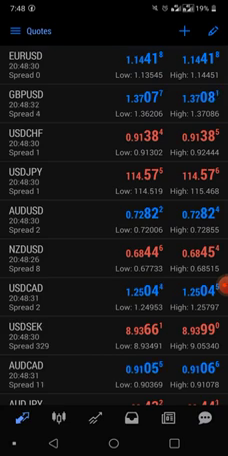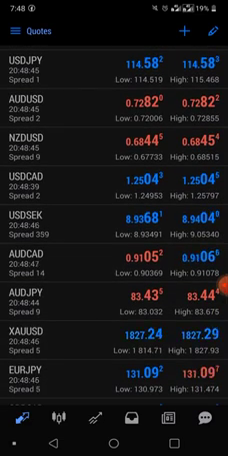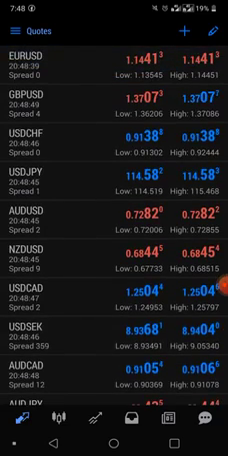We have major pairs and we have minor pairs. Major pairs are pairs like euro dollar, Great British pound dollar, USD JPY. All these other pairs are minor pairs, gold USD. So this is the first page of the MetaTrader 5.